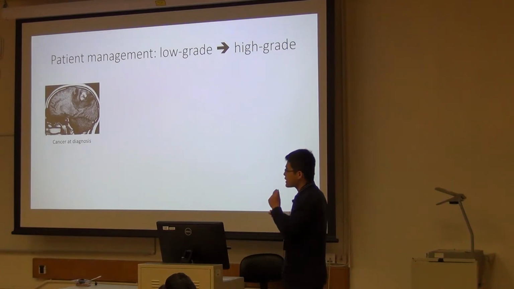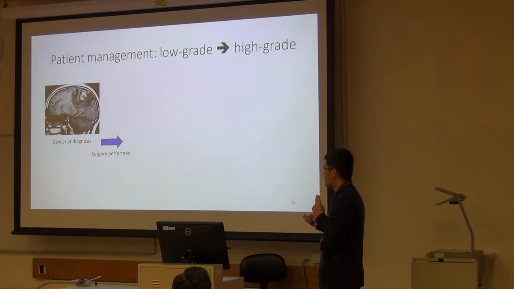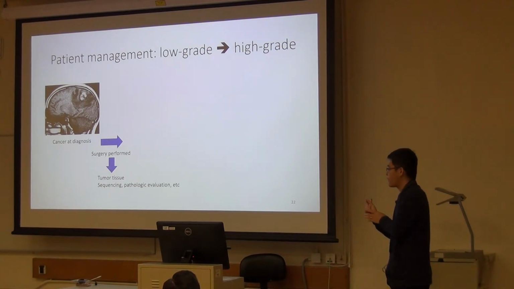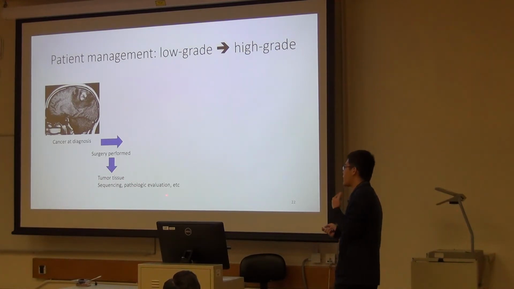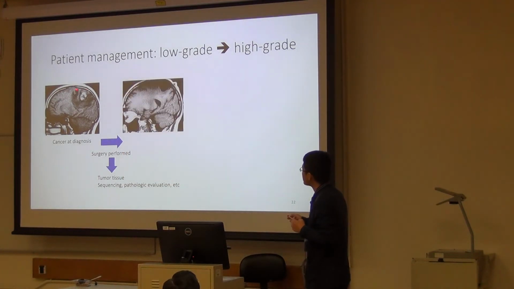Usually the patient goes to the hospital. The first choice of the doctor will be to do the surgery. Because of the surgery, we can take the tumor tissue to see what happens in the cancer cells. We can do the sequencing, the pathological evaluation and so on. Many things we can do here. After the surgery, the patient goes back to do the MRI. You can see clearly the cancer cells are removed. There is a blank hole over here.